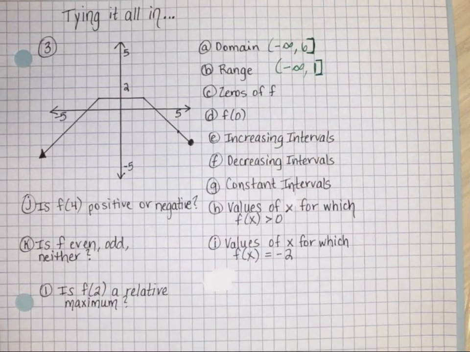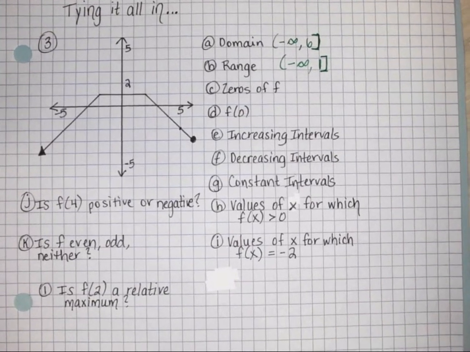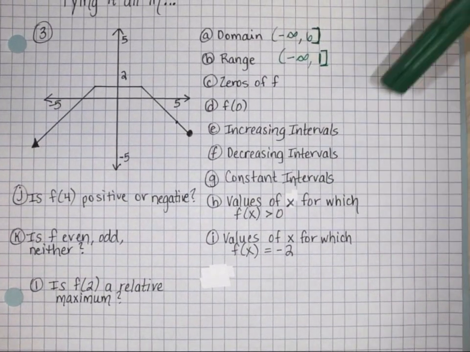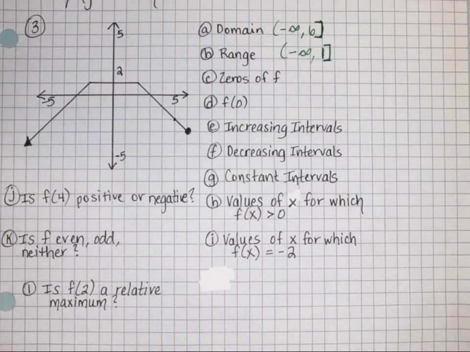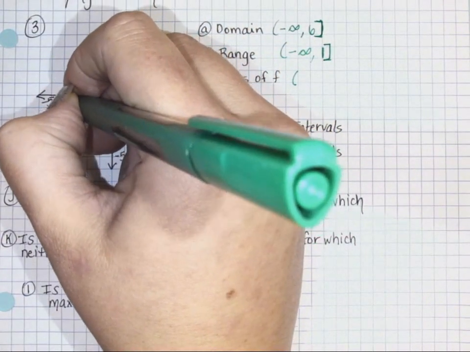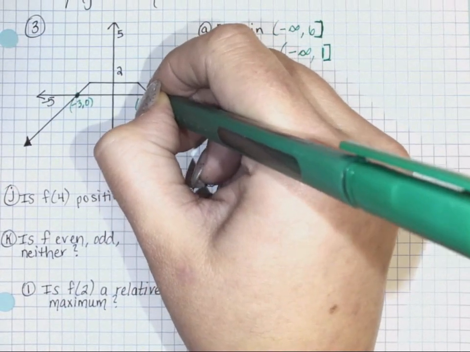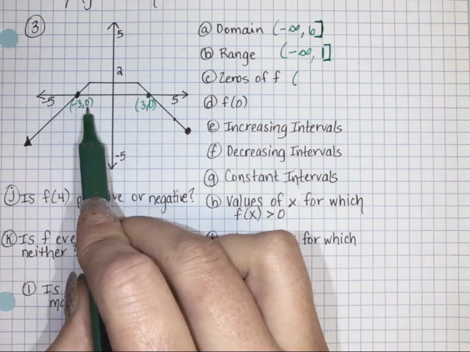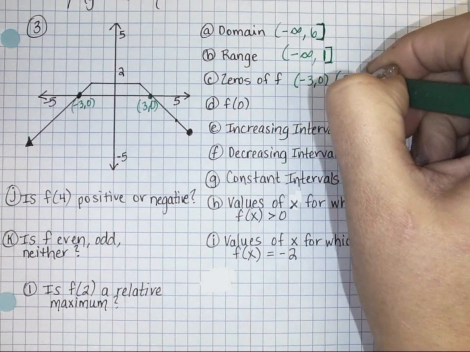Part C, the zeros of a function are simply another name for x-intercepts. So where does the graph cross the x-axis? You can see that the graph is crossing at -3 and +3. Write them as an ordered pair. So -3, 0, and 3, 0 is where it's crossing the x-axis. Remember, always with an x-intercept, your y's are 0. So -3, 0, and 3, 0.